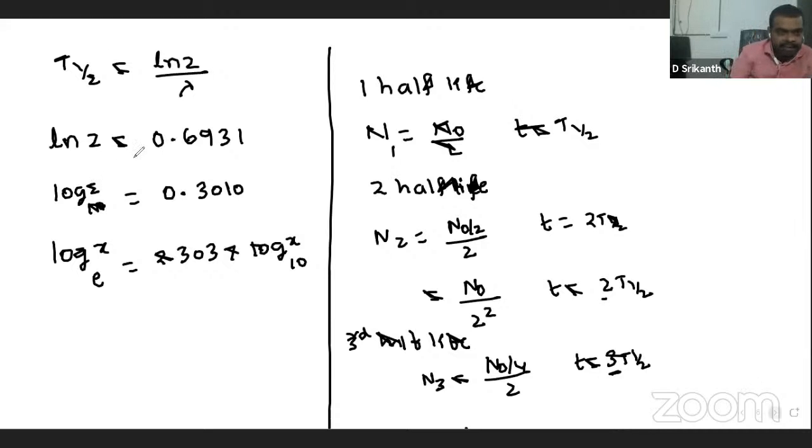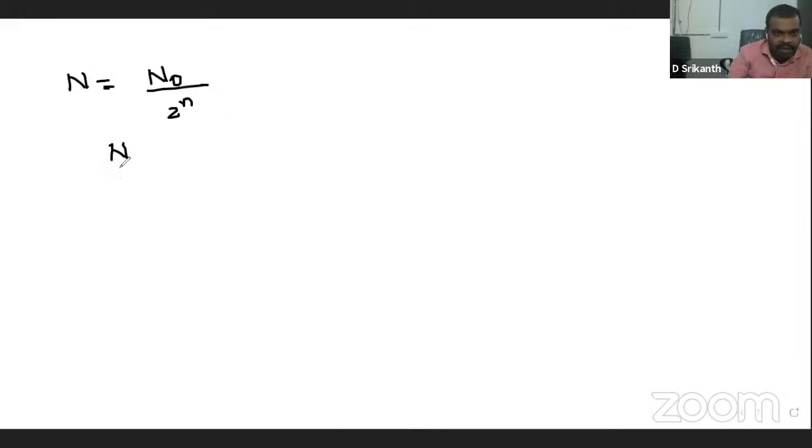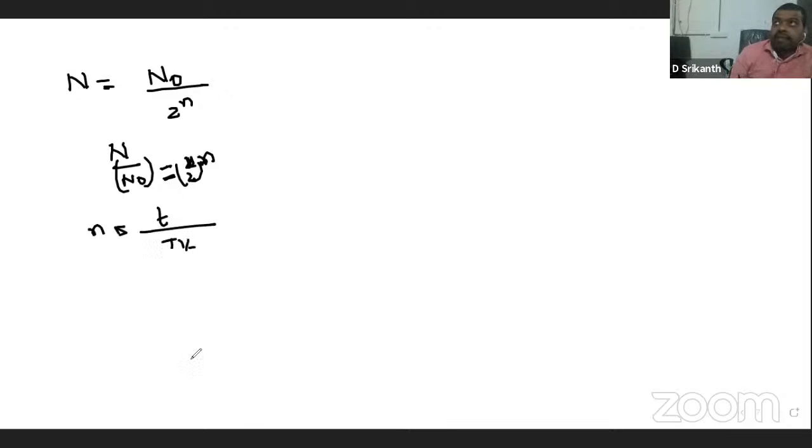So I can write N by N naught is equal to 1 by 2 whole power n, where n is equal to given time by t half. That is, small n is the number of half-lives.